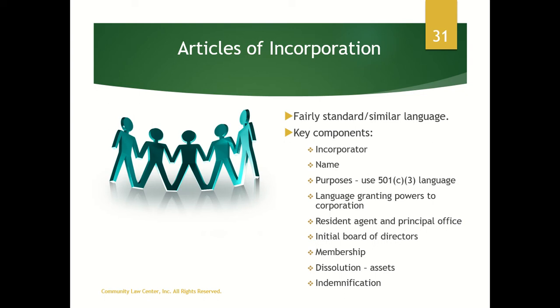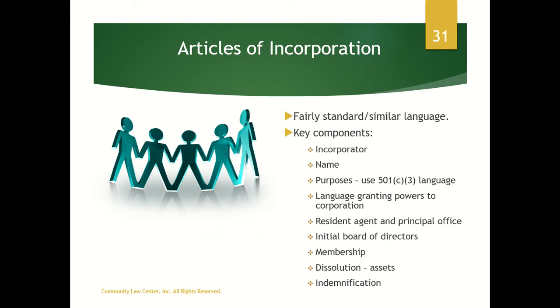You'll also list the purposes of the organization here, and in our sample you'll see that we have some kind of boilerplate legal language saying this organization operates for charitable, religious, educational, or other purposes under Internal Revenue Code Section 501c3. So that language that we use in the sample is what we recommend, because then if you plan to apply for 501c3 status with the IRS, that's the language the IRS recognizes as charitable.